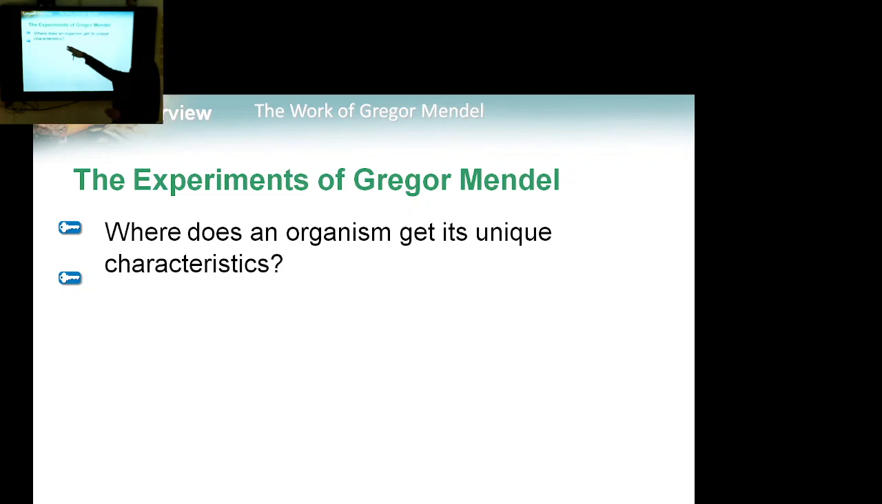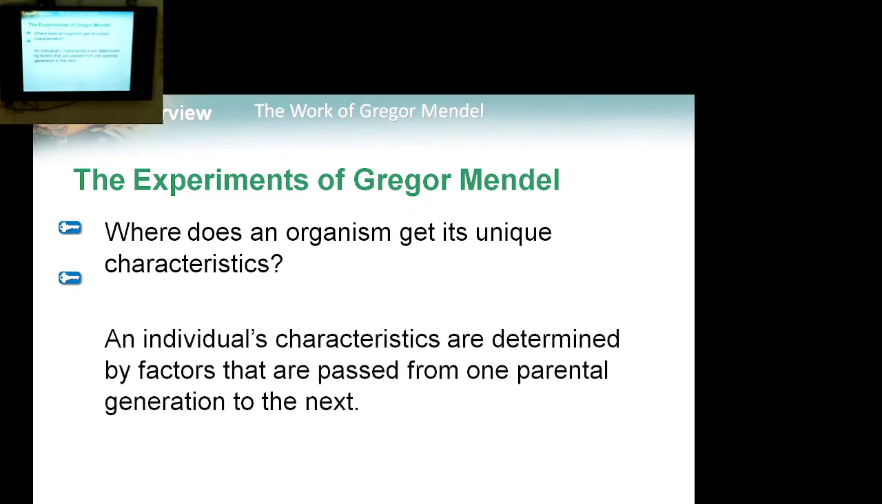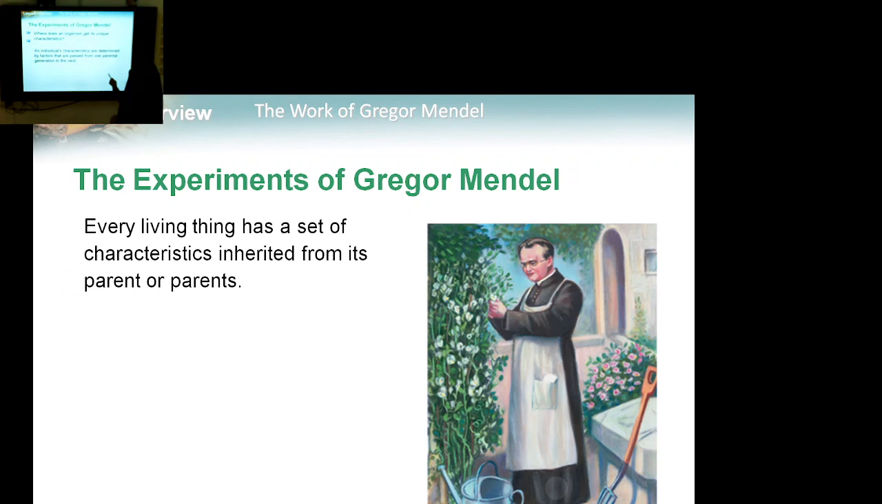So in the beginning, where does an organism get its unique characteristics, as a human? From where do you get your appearance, your skin color, your hair color, your eye color, all of your characteristics? The right answer is: an individual's characteristics are determined by factors that are passed from one parental generation to the next.